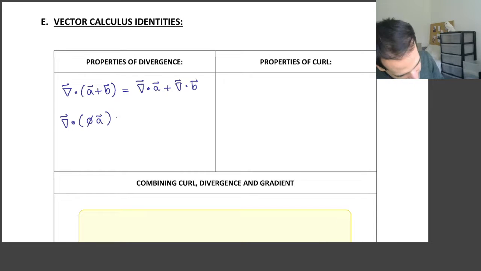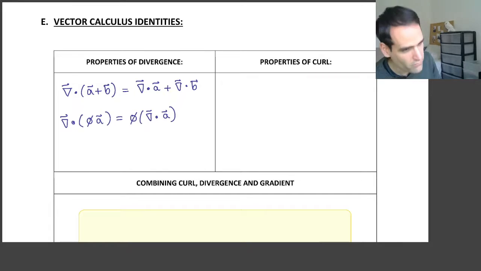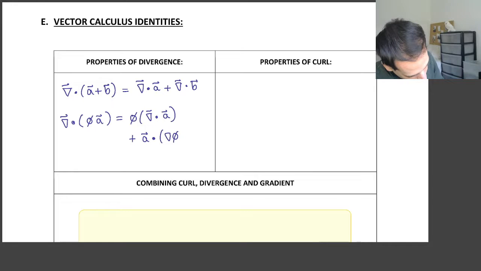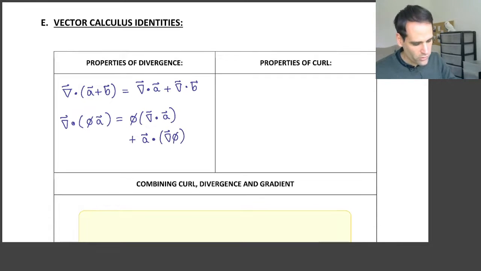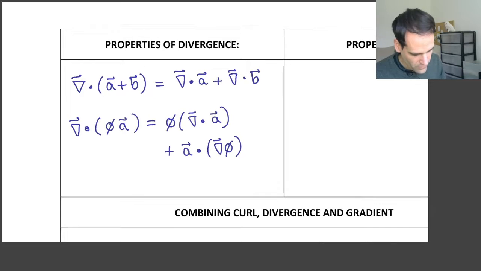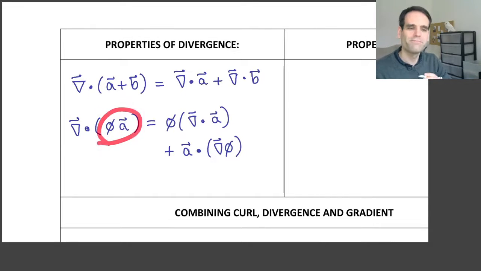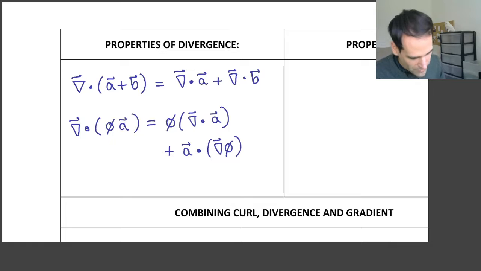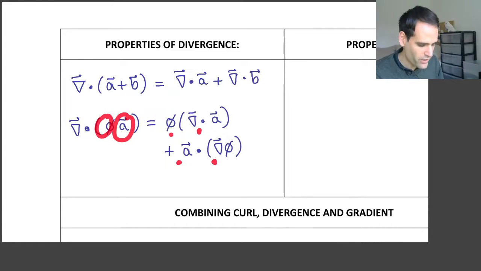And the answer is that this is equal to the scalar field phi times the divergence of A plus the vector field A dot product with the gradient of phi. This should remind you of the derivative of a product in some sense, right? You remember that the derivative of a product is the first term times the derivative of the second plus the derivative of the first times the second. And that seems to be what's going on here.